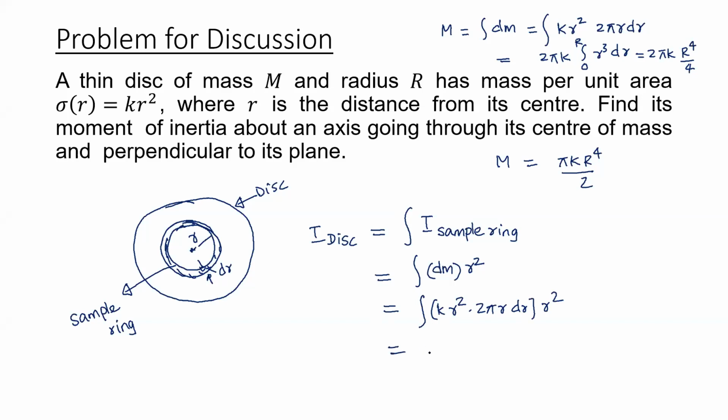If I pull constants out, 2 pi k, here I will get r to the power 5 dr. I'm integrating it from 0 to r. So what is the moment of inertia? I'll get 2 pi k, and this is r to the power 6 by 6. So we get pi k r to the power 6 by 3. Now out of this, we know pi k r to the power 4 is 2m. So I can just write this as 2 by 3 m r square. Very good, so it's nice.